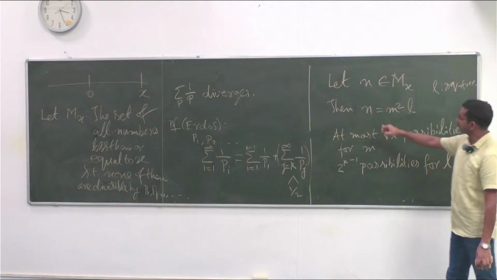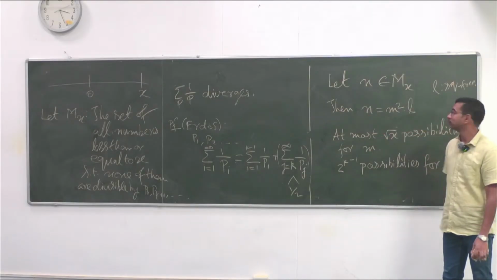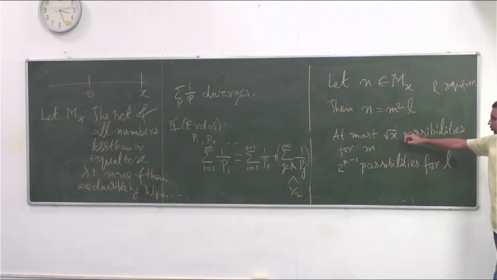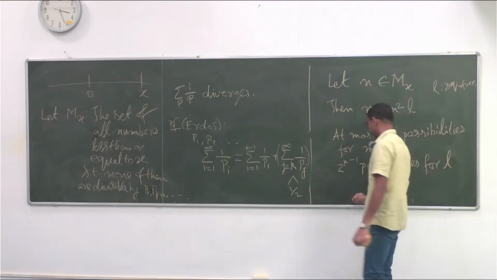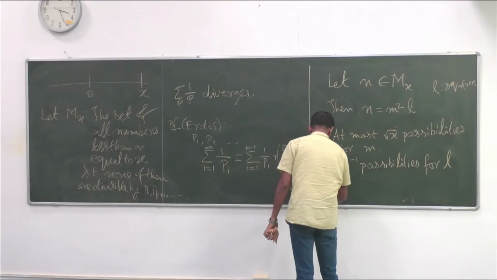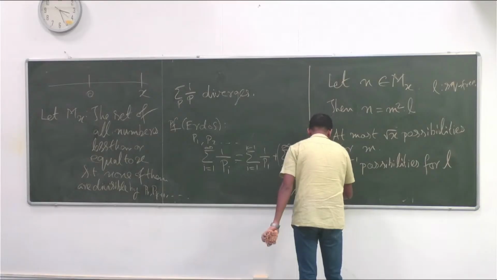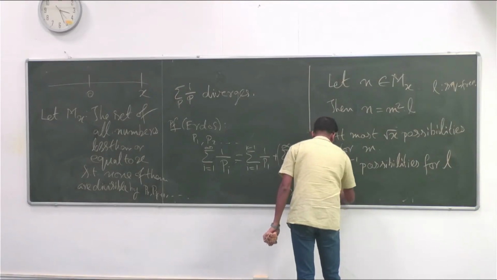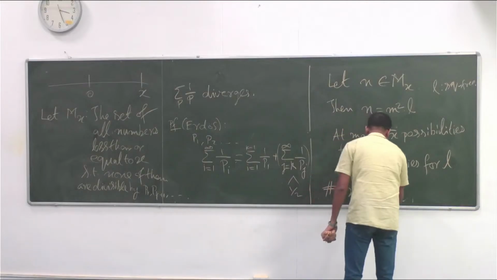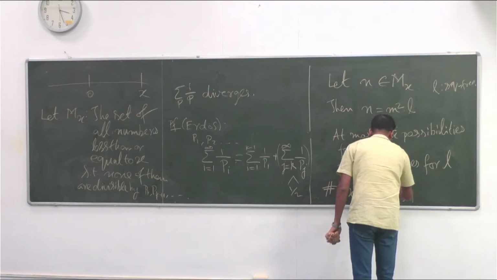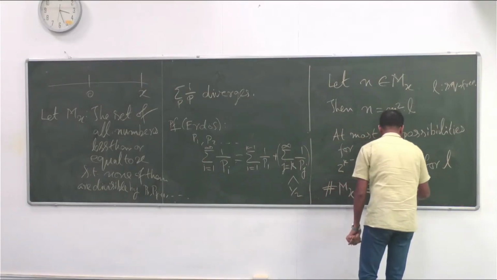Then how many possibilities are there for n? The product of these two, right? 2 power k minus 1 times root x at most. So that implies the cardinality of Mx is bounded by 2 power k minus 1 times root x.